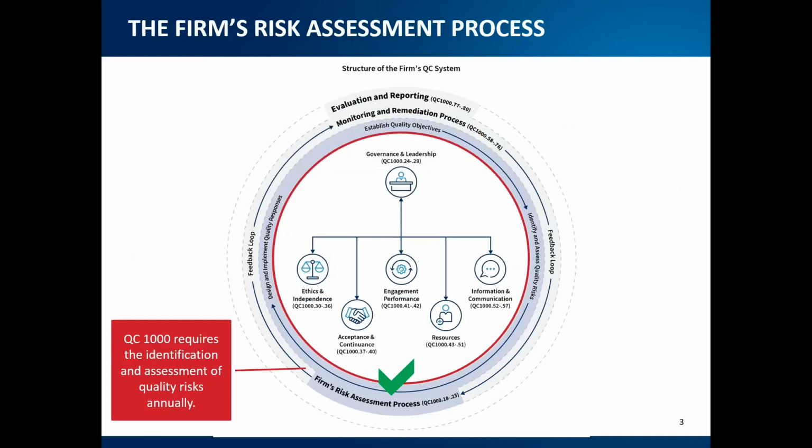The firm's risk assessment process is the basis for a risk-based approach to the design, implementation, and operation of the firm's QC system. In combination with the monitoring and remediation process, it creates a feedback loop to drive continuous improvement of the firm's QC system. Applying a risk-based approach to the design, implementation, and operation of the QC system will prompt firms to identify and focus on the most relevant risks to quality in the context of their own practice and will make QC 1000 appropriately adaptable to future changes in technology, regulation, and the business environment. It will also ensure scalability, allowing firms to right-size their QC systems as their practices grow and change.